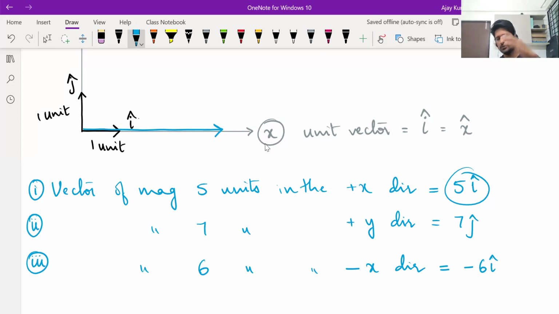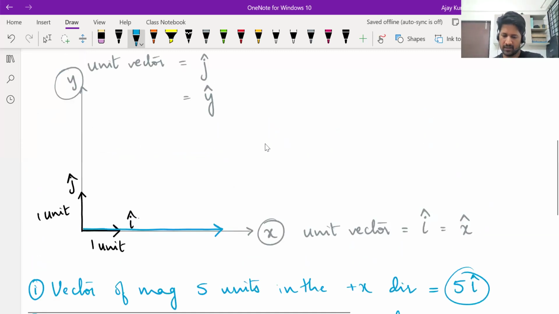But see, using i cap, you can represent any vector along x-axis or opposite to x-axis. Using j cap, you can represent vectors along y-axis or opposite to y-axis. Okay. But motion in a plane doesn't happen only along x-axis or y-axis. No, it could happen along any random direction. So we should have a mathematical procedure to denote arrows in some other direction as well, not just along x-axis and y-axis. Okay, let's see how that can be done.